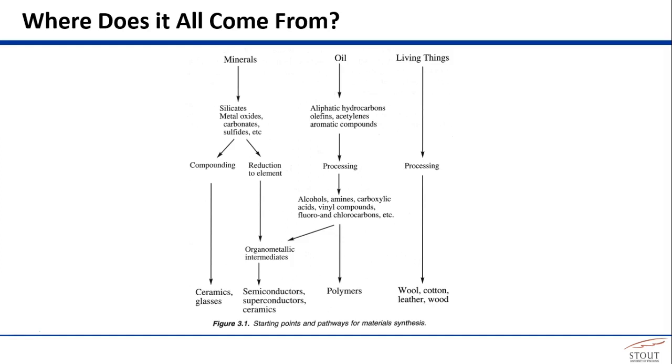So if we were to classify the main topics, minerals, oil, and living things are where everything comes from. Minerals take a few different paths. So a lot of the earth is silicates. We'll talk about that in a moment. But metal oxides, carbonates, that can be compounded, meaning we just crush and mix it, and then it can be heat processed into a ceramic. That's one option. Less manipulation.